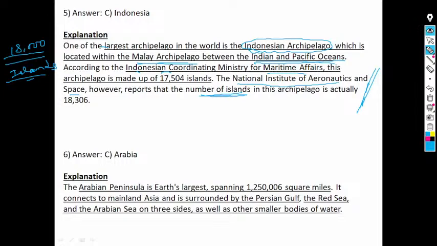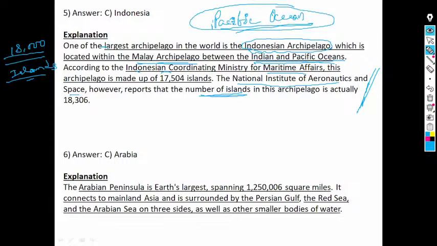The Indonesian archipelago lies completely in the Pacific Ocean.